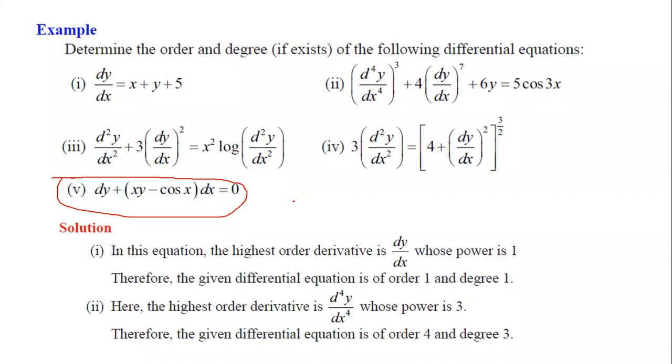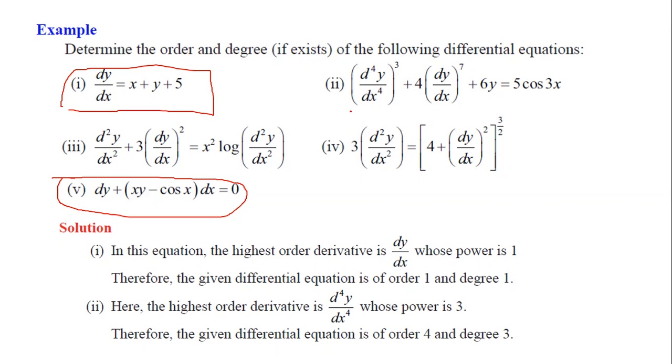Okay, mic off. In case, see here, determine the order and degree of the following differential equation. So here, one by one, we can explain. See that first problem. dy by dx equal to x plus y plus 5. So in this equation, the highest order is dy by dx whose power is 1. So here the order is also 1, degree also 1.